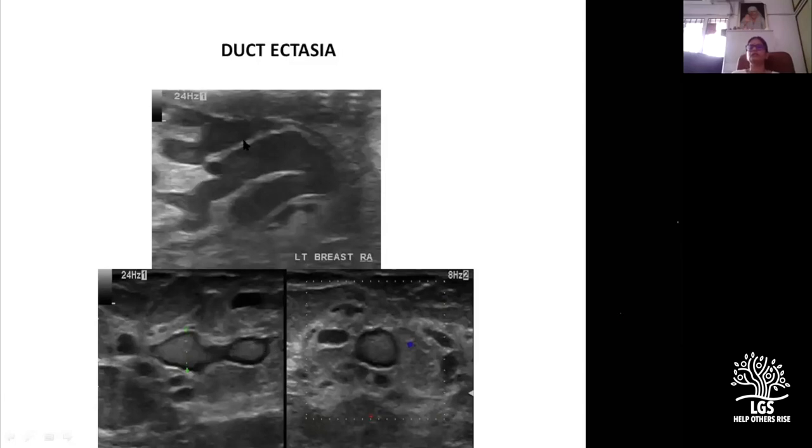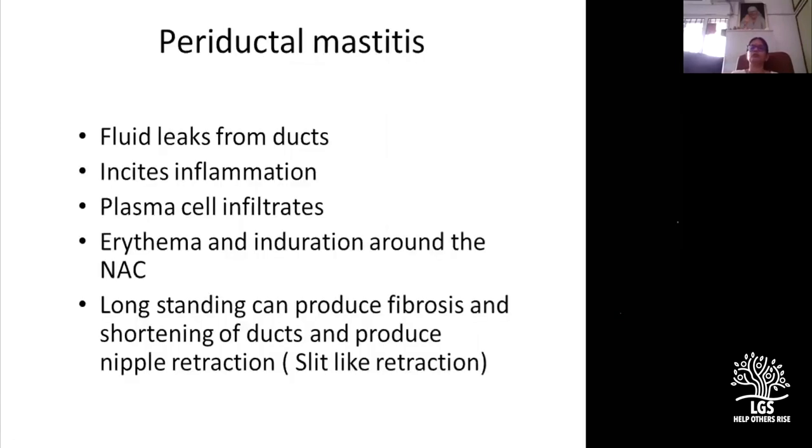This is the longitudinal view, and this is the cross section of the duct, and you see that it is clearly within the lumen, not attached to the wall of the duct. So the reason why this periductal mastitis happens is this: with time, with prolonged inspissation happening in the ducts, some of this content leaks from the ducts into the surrounding tissue, and this incites inflammation.